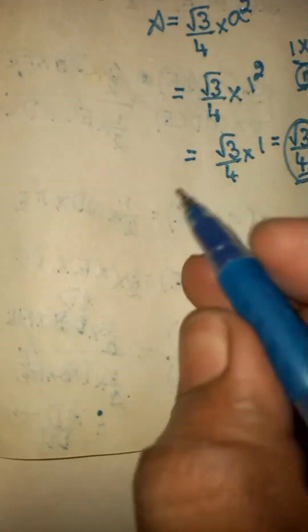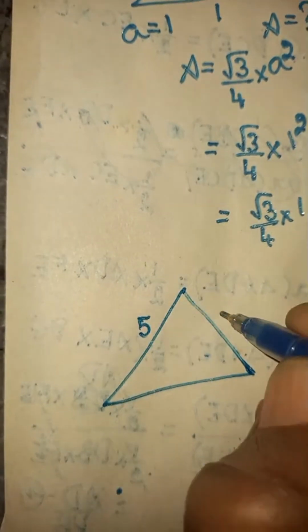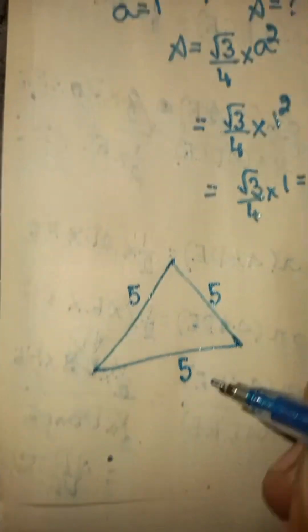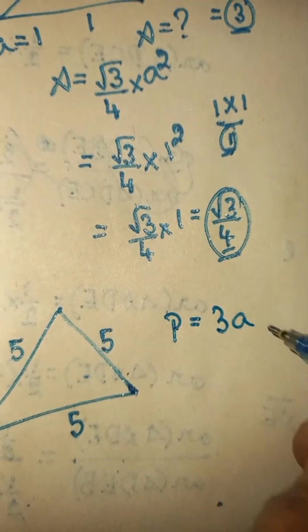Now find the perimeter and area of this one. All sides are 5 units. When all sides are 5 units, the perimeter is going to be 3 times the side length.